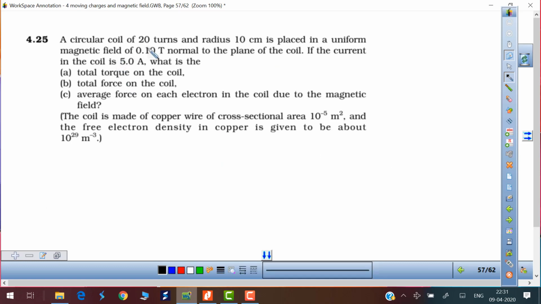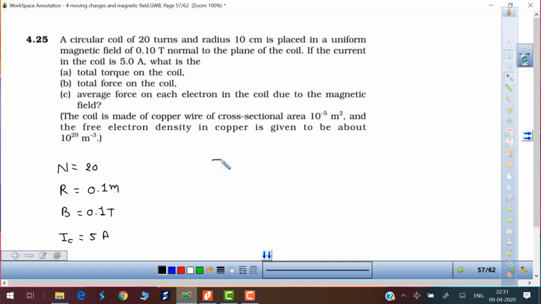A circular coil of 20 turns, so N is equal to 20, radius is 0.1 centimeter, which we convert to meters, placed in a uniform magnetic field B of 0.1 Tesla, normal to the plane of the coil. If the current in the coil is 5 ampere, then what is the total torque on the coil?